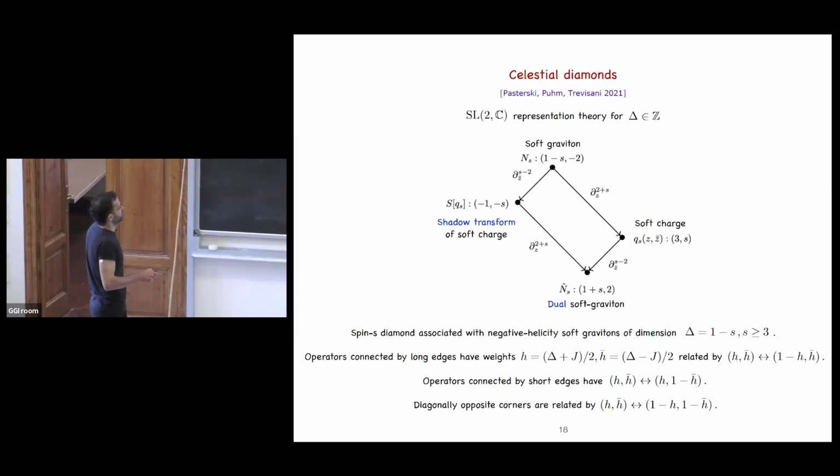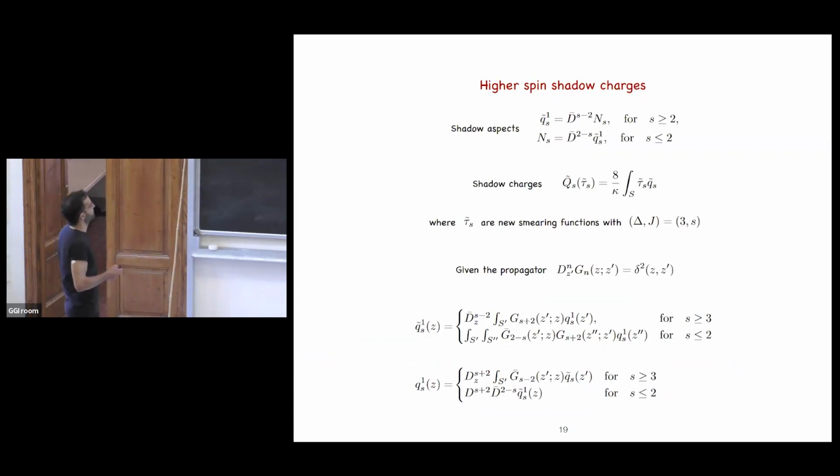So this looks like something we could use to write the right-hand side of what I showed you before in terms of a charge. And so what we did was, okay, let's define shadow aspects. So using the diamond, I can define the shadow of the linear soft charge as this d bar s minus 2 of the soft graviton. Also, I can invert this relation, again using the diamond in this way here for spin s.